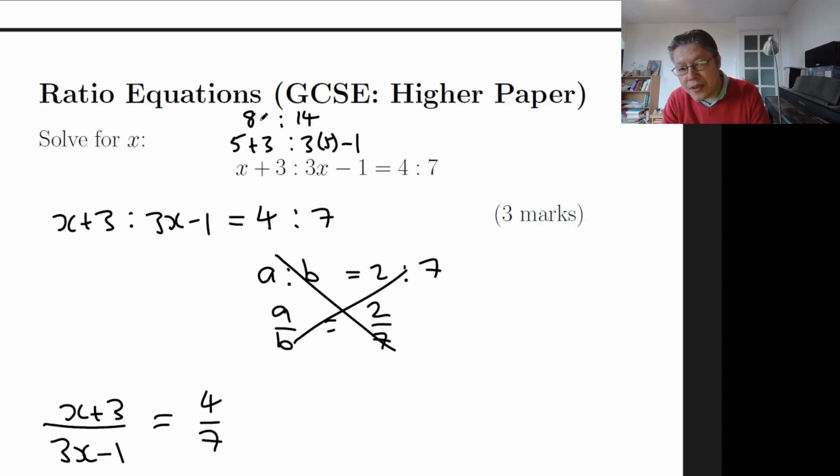And 8 to 14 actually simplifies. If we divide it both by 2, we get 4 to 7, which is what we were looking for over here. So that's the reason why x equals 5 is the answer.